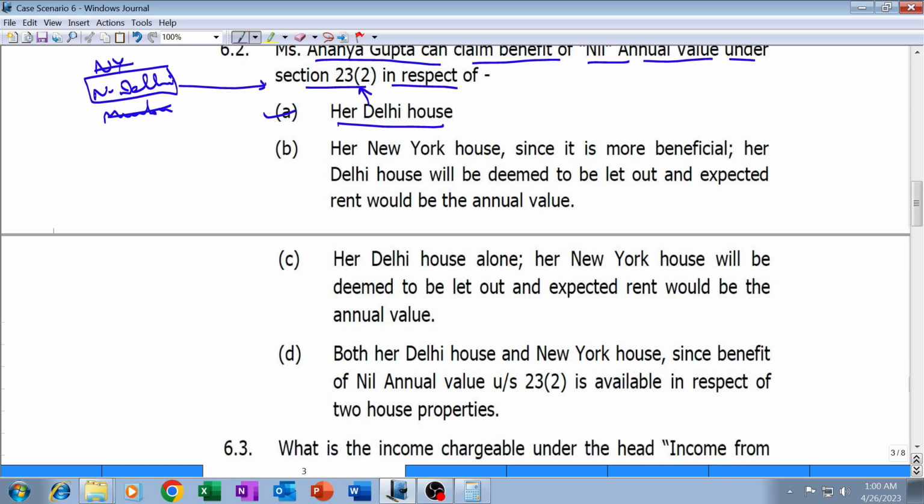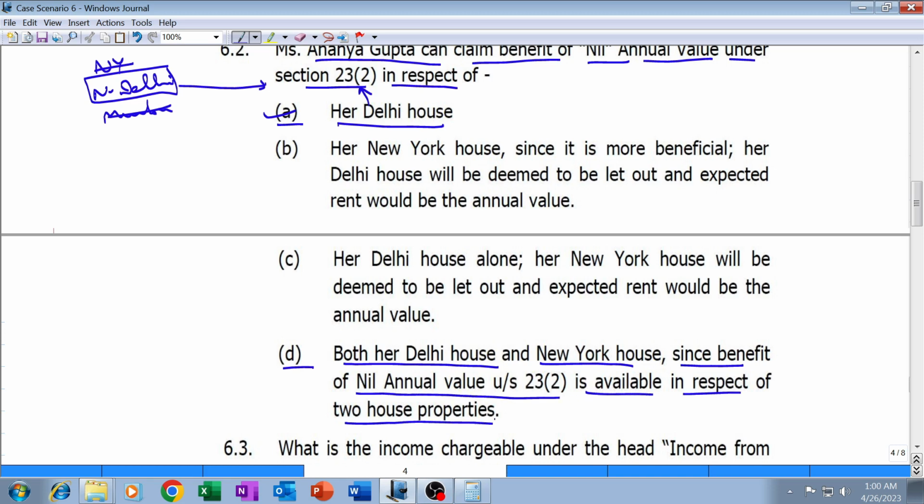Now there is a clash between two of the answers. One is A, one is D. D also, please check it out. Both her Delhi house and New York house can be treated as self-occupied, since benefit of nil annual value under 23 subsection 2 is available in respect of two self-occupied properties. Technically this is also a correct answer, but why is this considered wrong? The reason is that the New York based house is not to be taken into account because she is non-resident. Therefore, the benefit of self-occupied property will be allowed only for the Delhi based property. A is the correct answer.